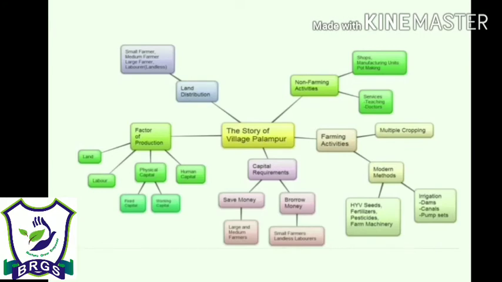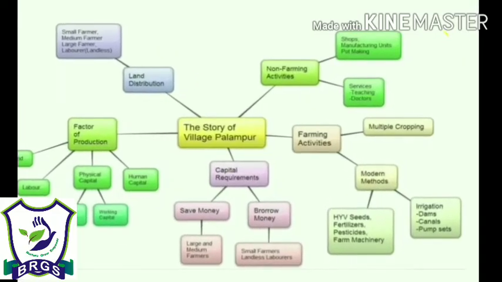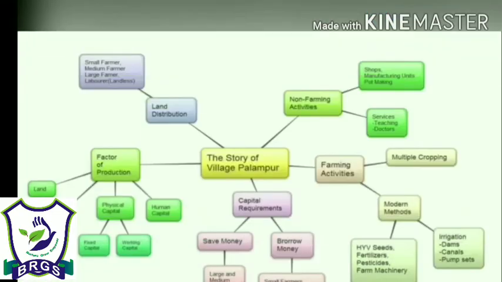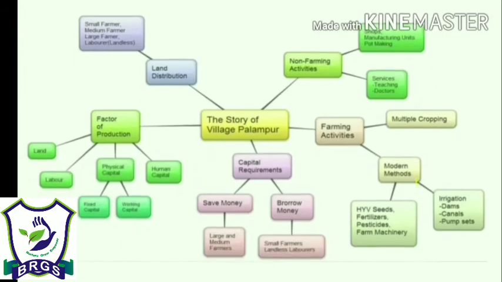Have a look at this chart. I have tried to summarize various topics that we will study in this chart. In the story of village Palampur, we will study farming activities, non-farming activities, land distribution, factors of production, capital requirements, how they are using their money for farming purposes, how small farmers are raising their money, and how big farmers are using their money. All the topics will be covered in this chapter.